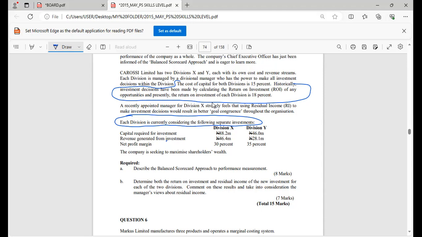Based on the historical value, what's the ROI for X? The ROI for X is 15.78%. What's the ROI for Y? 21.38%. Okay, let's write. The current return on investment of each division is 18%.